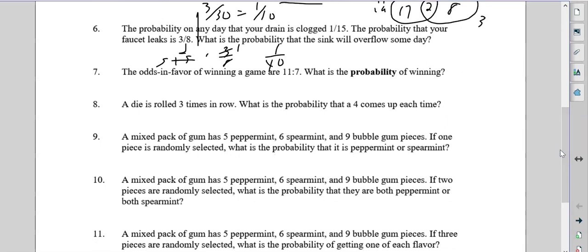All right, the odds in favor of winning. So remember, in favor, winning, so that's coming first, are 11 to 7. That means this is winning and this is losing. What's the probability of winning? So with probability, we need the grand total on the bottom, which is 18. And the chances of winning are the first number, that's 11, 11 out of 18.